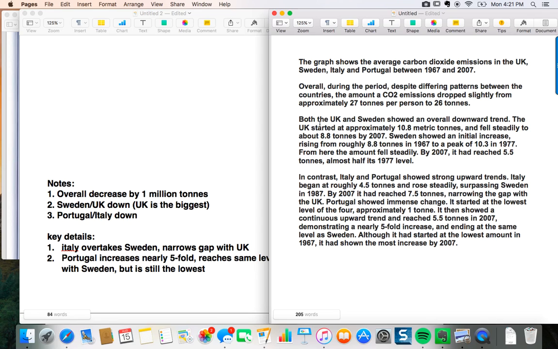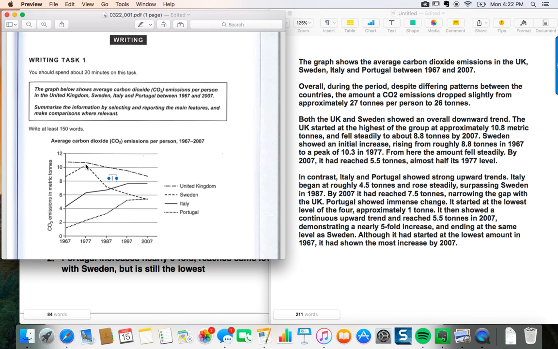The UK started at the highest of the group. So I add that in, all right, if you want to focus on the trend, at approximately 10.8 metric tons. And fell steadily, so we'll take a look here, and fell steadily to 8.8 in 2007. I didn't change a lot there. You don't really need to go into all these small details about how it goes here. There's too much information. Some details you need, some you don't.